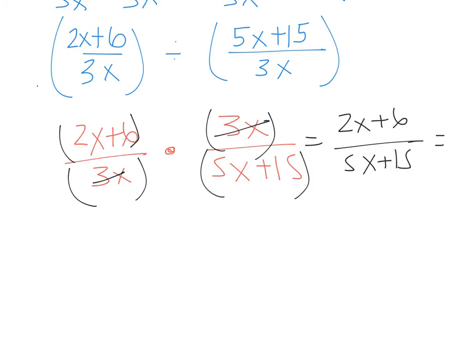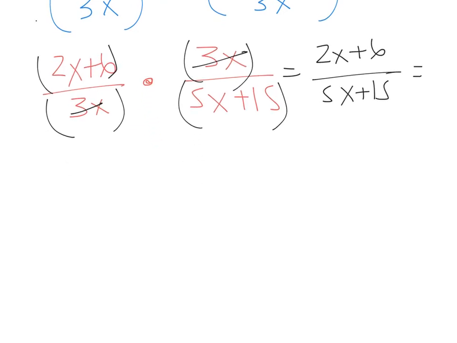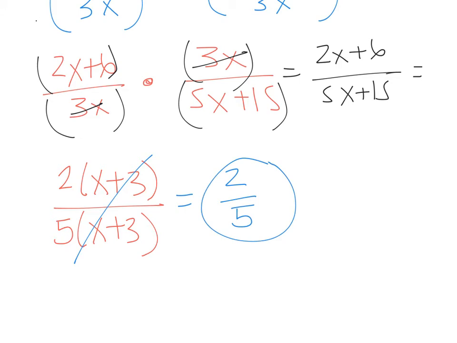And I can't actually divide anything out unless it's factored. So I need to factor the top and bottom first. In the top, I can take out a GCF of 2, and I get x plus 3 left. And on the bottom, I can take a GCF of 5 out, and I get x plus 3. Awesome. So now if you notice, the top and bottom have that factor of x plus 3. I can divide these out, and I'm left with just 2 over 5. And there we go. Okay, guys, we just have one more example, so stay with me.